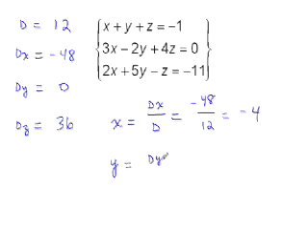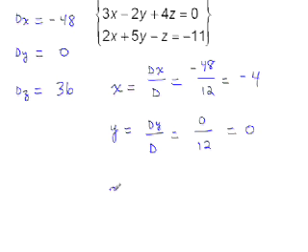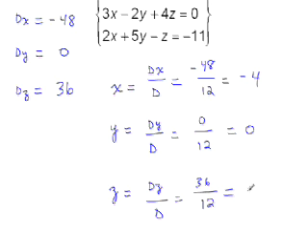Y is equal to d sub y divided by d. D sub y was 0. Divide that by d, still 12. 0 divided by 12 is 0. And z is d sub z divided by d. D sub z is 36 divided by d, which is 12. And 36 divided by 12 is positive 3.